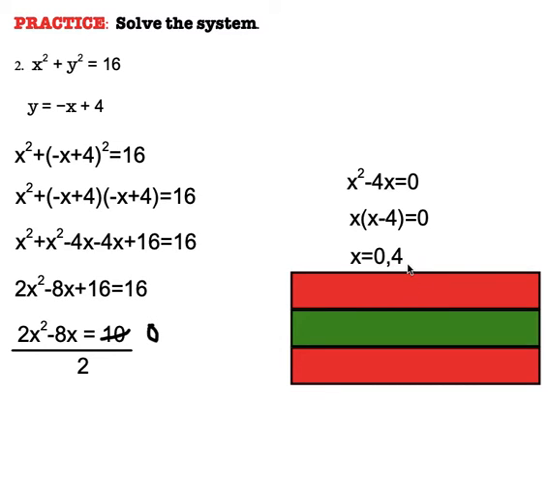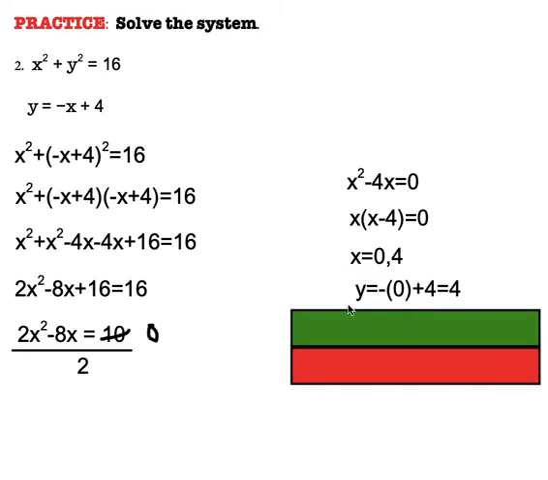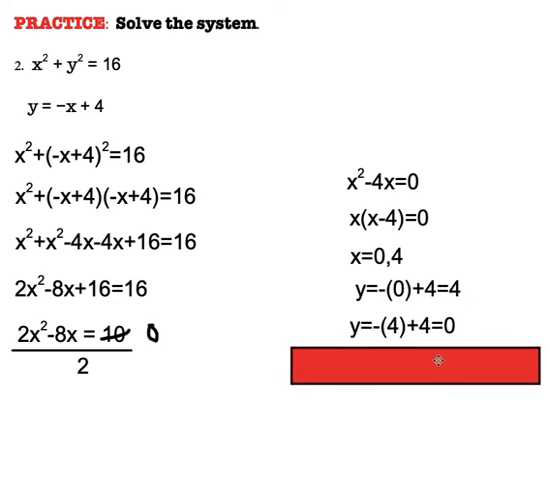I get x equals 0 and 4. That doesn't mean the ordered pair is 0 and 4. That means it's going to hit somewhere at 0 comma something and 4 comma something. I substitute in 0 into my two equations. I get 4 as an answer. I substitute that 4 into those equations. Now it's kind of funny because this time you get 0.